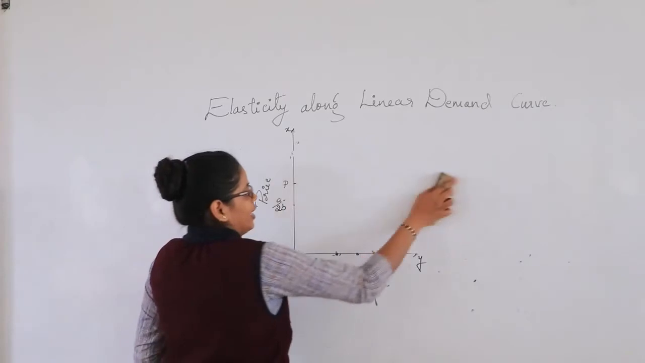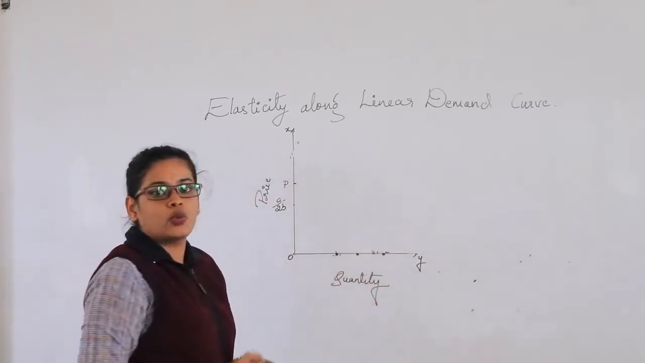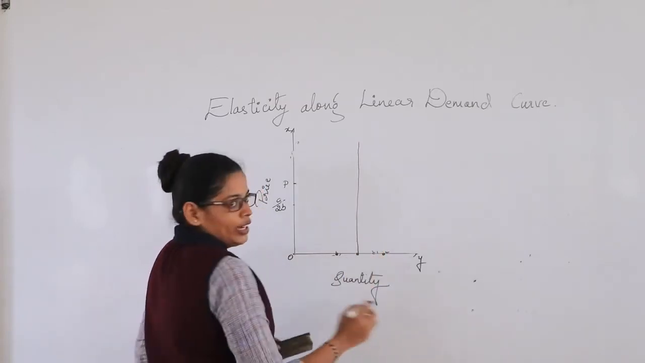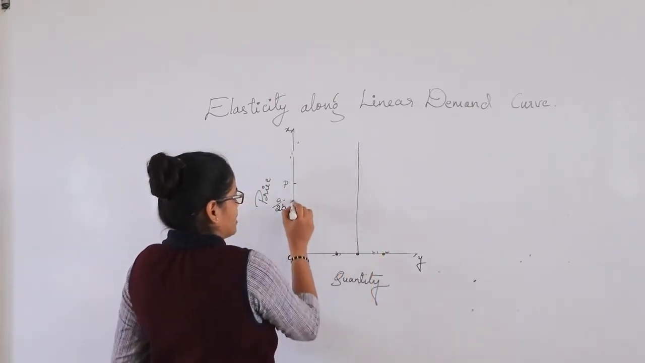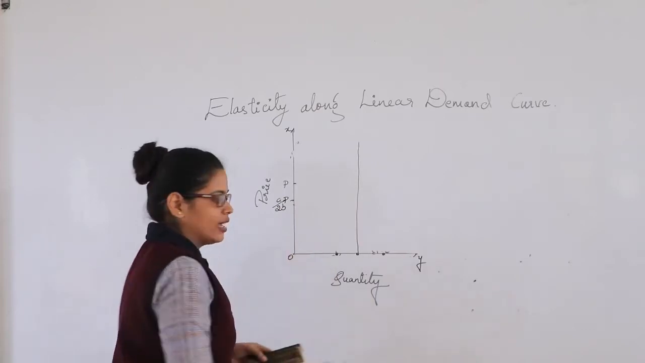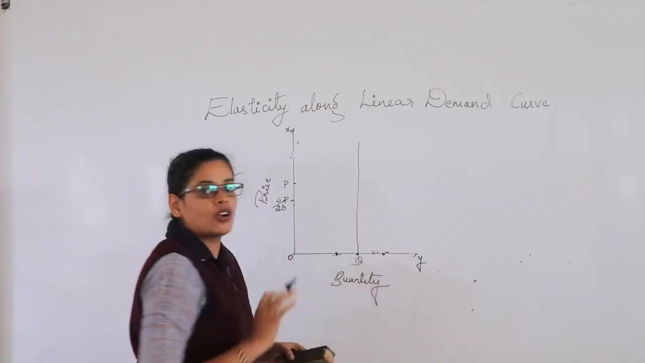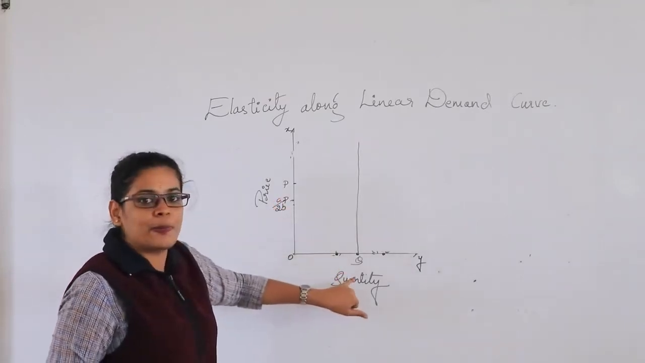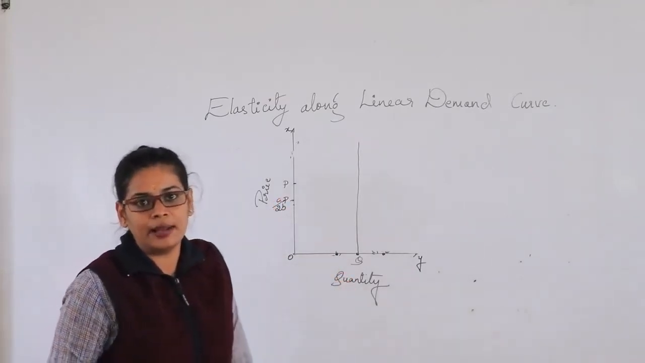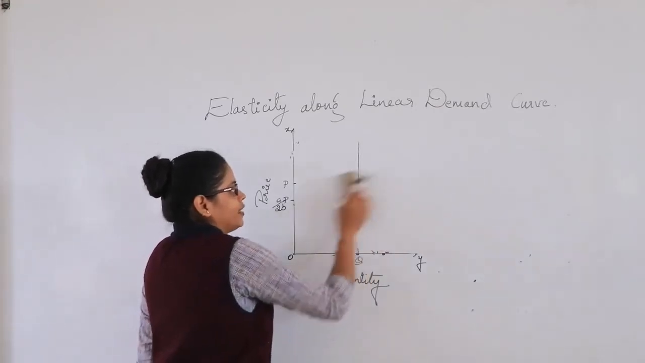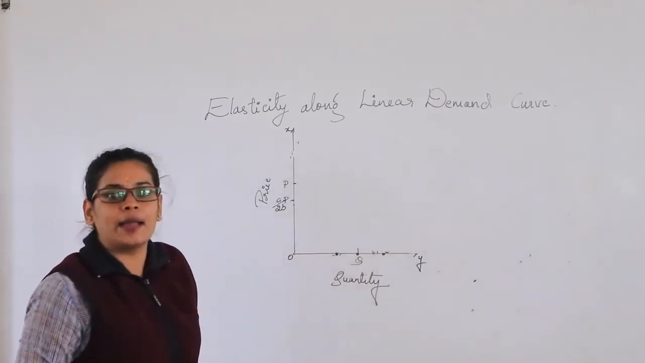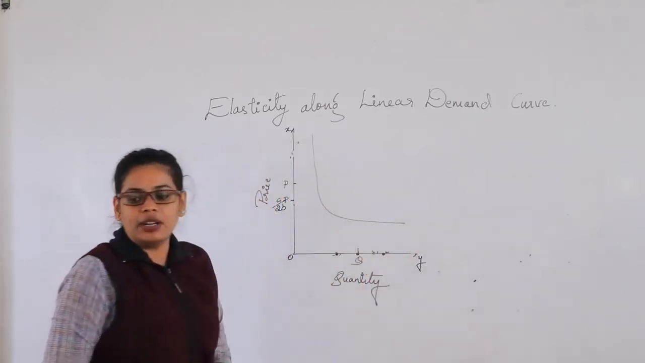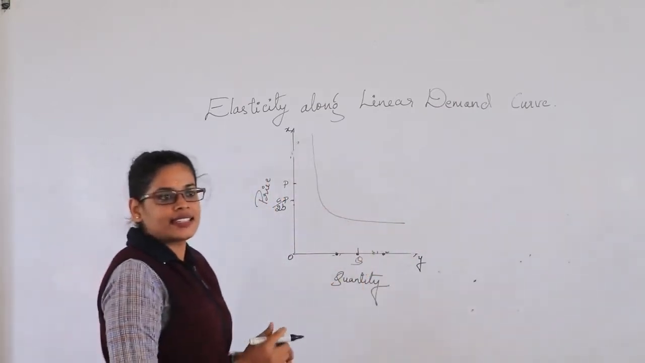And we have another demand curve, which is called the vertical demand curve. The vertical demand curve will be like this. Whatever the prices are in the market, the quantity demanded will be constant, so the quantity demanded is not responsive to the price. And another one we have is the rectangular hyperbola. This is nothing but the unitary elasticity of demand.